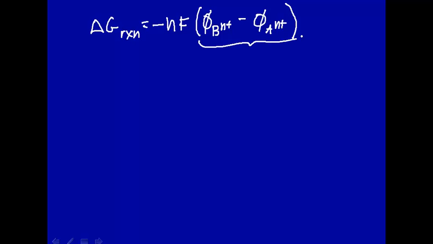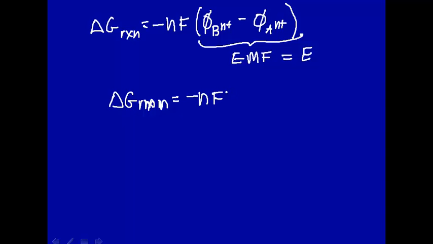This is called electromotive force, EMF. So that's what EMF is. And chemists give that the symbol E for cell voltage. Electromotive force is sort of a physics term. So this is an important equation. Let me just rewrite that again. Delta G of the reaction is minus NF times the cell voltage.